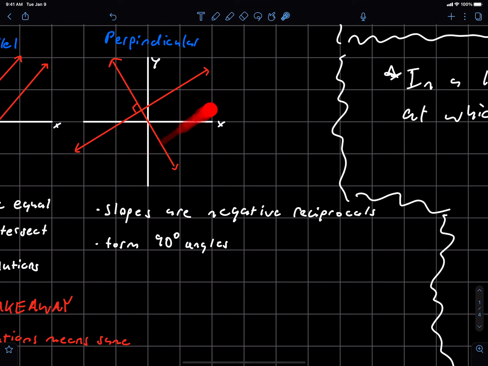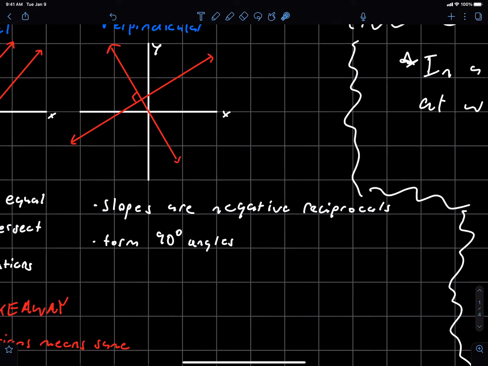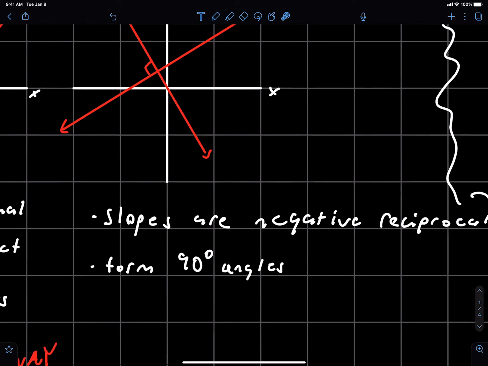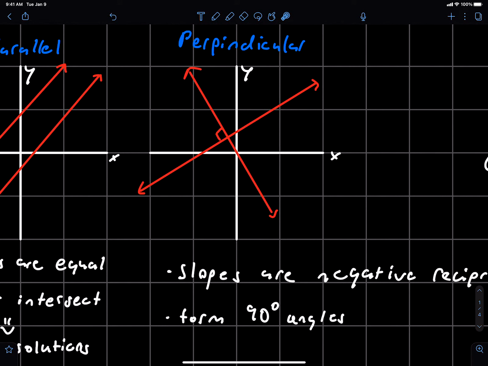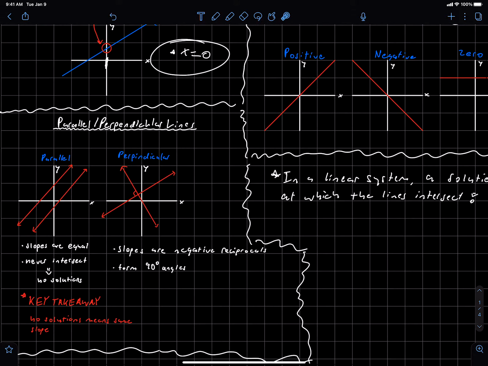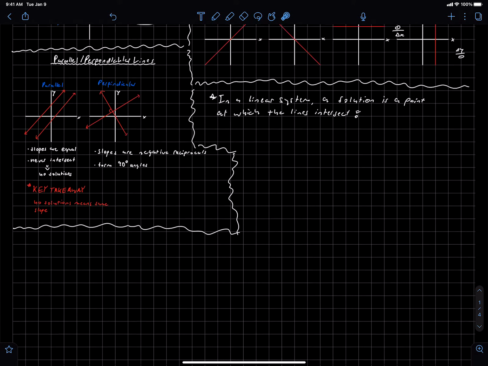Perpendicular lines are pictured here. All you need to know is that the slopes are negative reciprocals, meaning you flip the slope of one and you add a negative sign to it, and that'll be the slope of your perpendicular line. And they also form 90-degree angles. That's pretty basic. That is really about it.